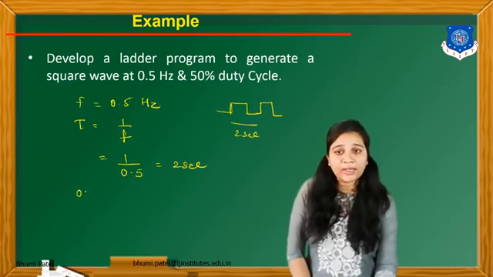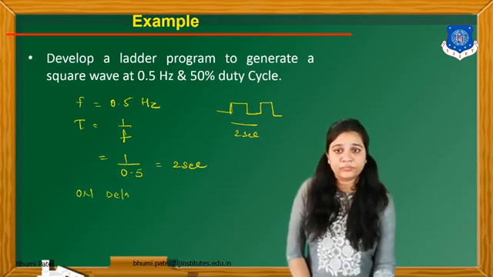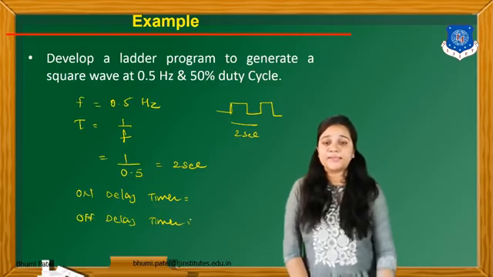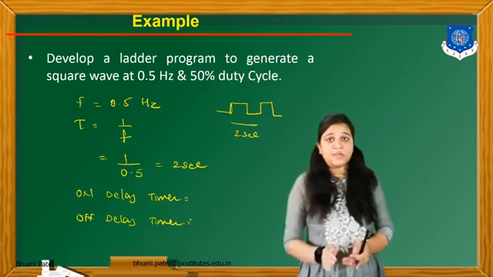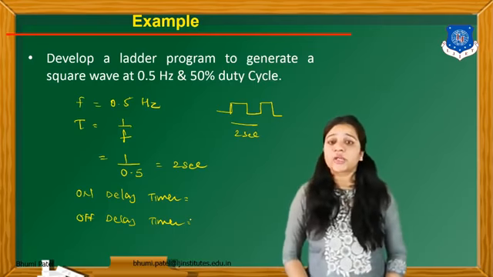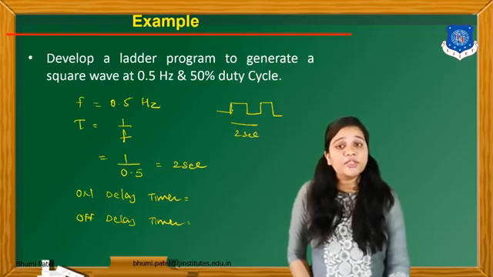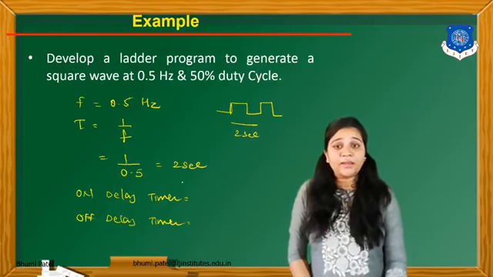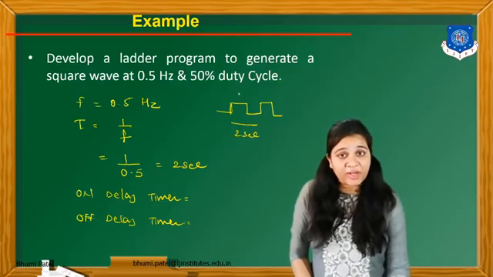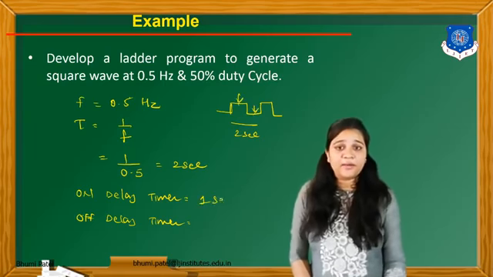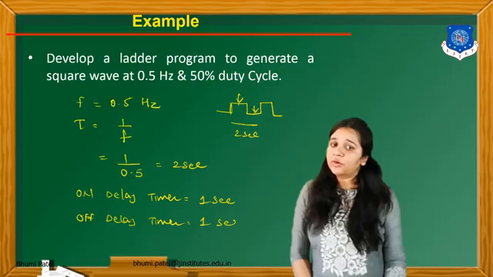So what is the on delay timer? And what is the off delay timer? In the exam, if they give the frequency and the duty cycle for this square wave, you first have to find the time for this system. Now, in this square wave we have 2 seconds, with one on delay and one off delay. So the on delay timer is 1 second and the off delay timer is also 1 second.